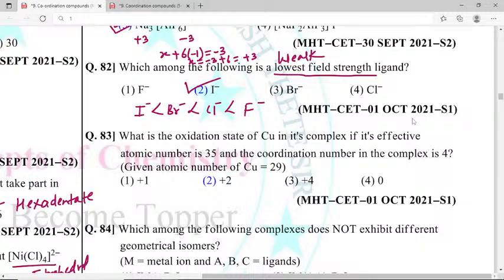What is the oxidation state of copper in its complex, if its effective atomic number is 35 and the coordination number of the complex is 4? The calculation is Z minus X plus Y. Z is 29, minus X, which we have to calculate, plus the coordination number 4 times 2, that is 8 electrons, equal to 35. So plus 2 is the answer. 29 minus 2 becomes 27, and 27 plus 8 becomes 35. So plus 2 is your answer.